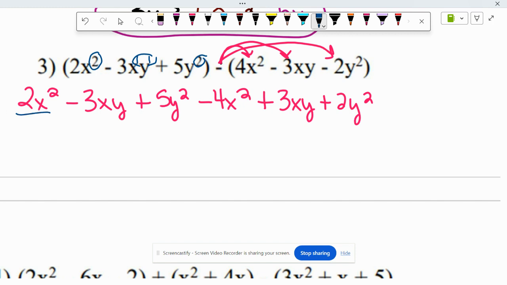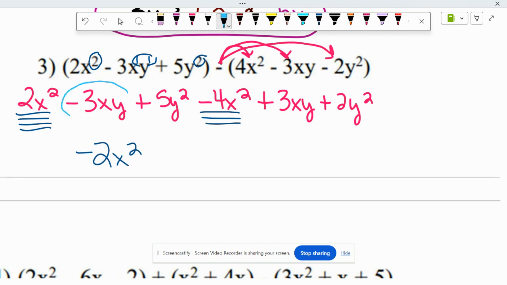So let's see. I have a 2x squared and a negative 4x squared. What's 2 minus 4? I have a negative 2x squared. Now I'm going to look at my negative 3xy term and my positive 3xy term. What is negative 3xy and positive 3xy? It's 0. Those cancel each other out.